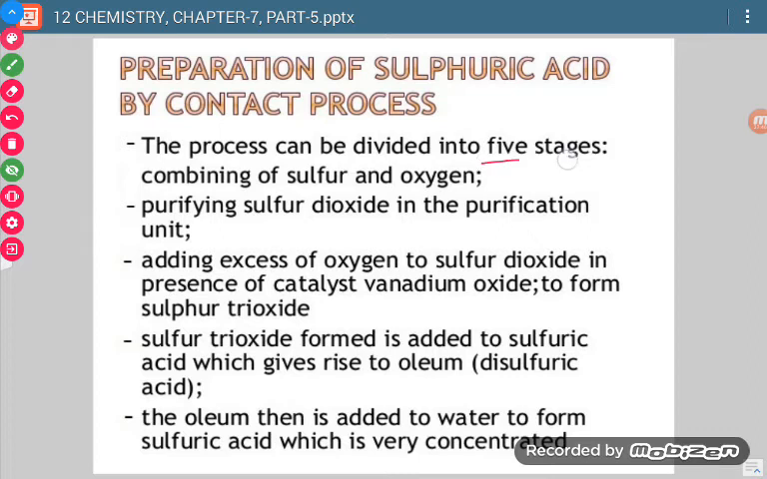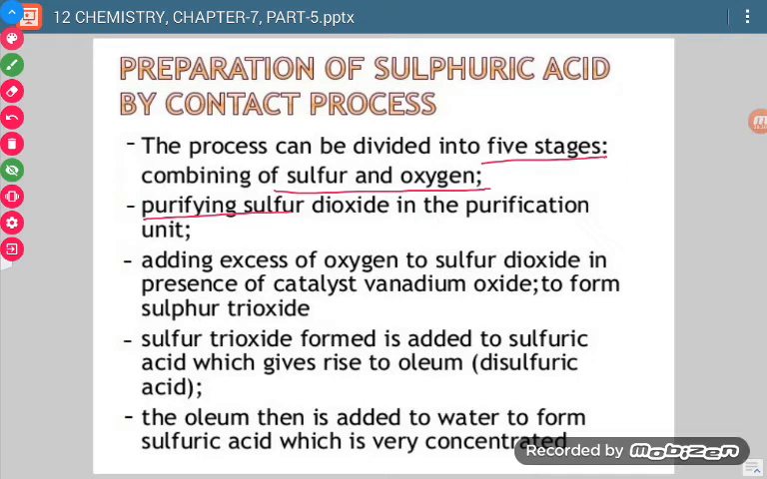Now there are 5 stages in this. First of all, combining of sulfur and oxygen. Okay, first is combination of sulfur and oxygen. So when this happens, then there is formation of sulfur dioxide.